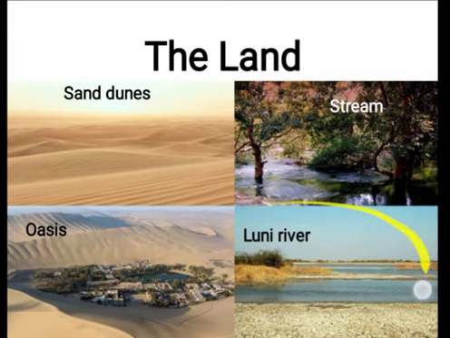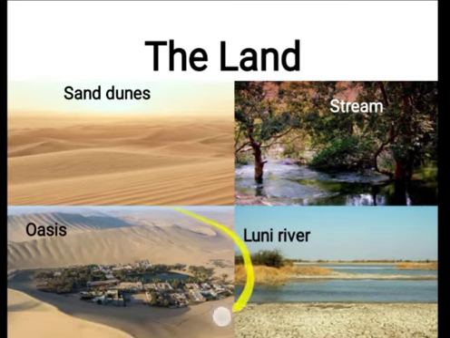At some places, oases are found. The land around an oasis is fertile. People grow crops here. Thus, most villages are situated around an oasis.